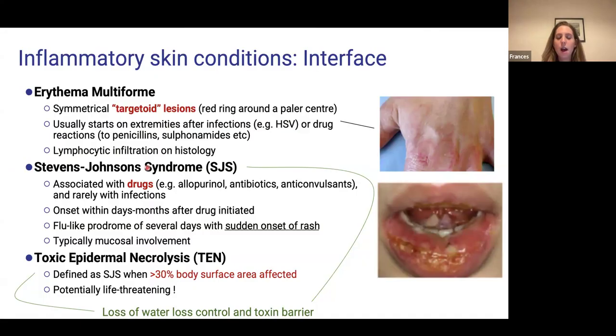Then the other ones to really know are Stevens-Johnson syndrome and toxic epidermal necrolysis. Now, these two exist on a spectrum.